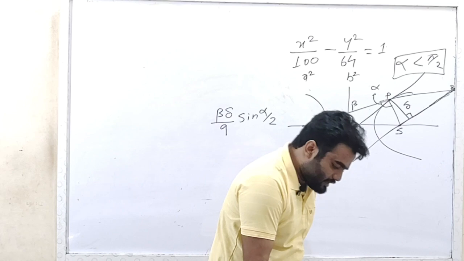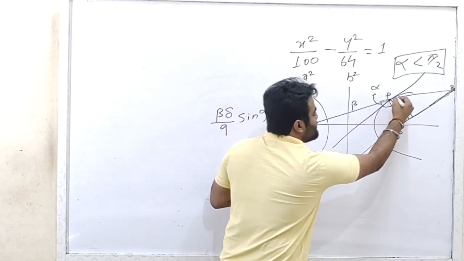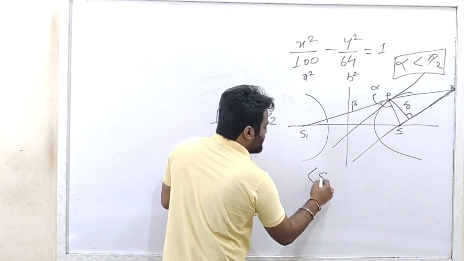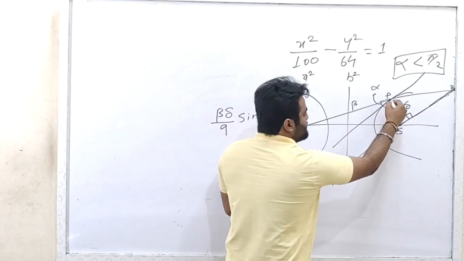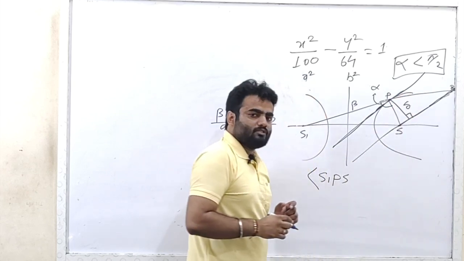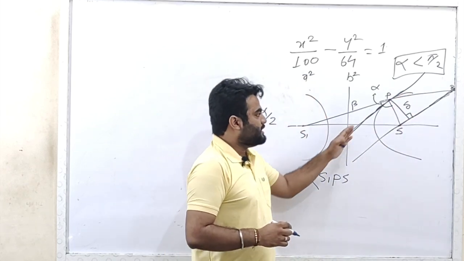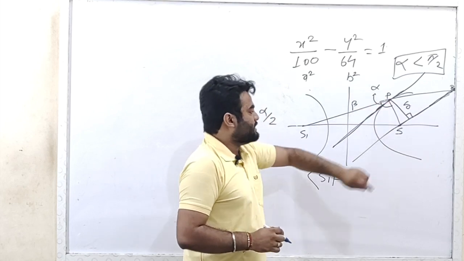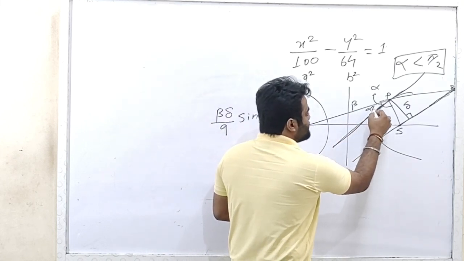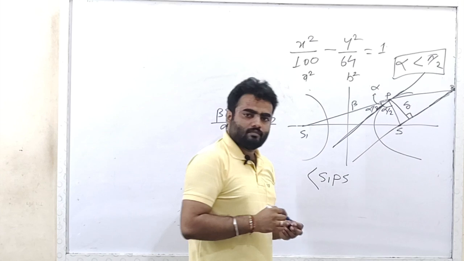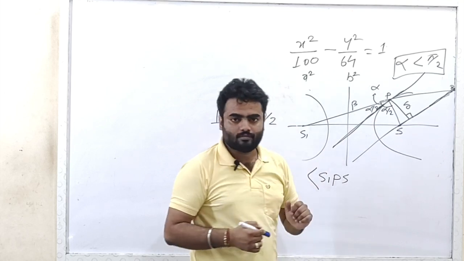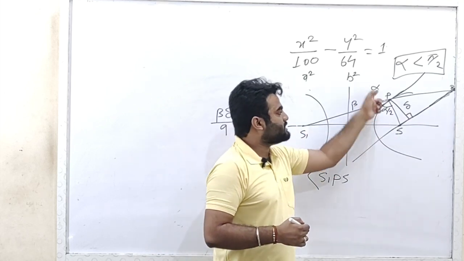So here you can see that this angle S1PS is being bisected by a tangential line, right? And in a hyperbola there is one property: if any tangent at point P makes an angle with the two foci, then that angle is bisected as alpha by 2 and alpha by 2. That acts as an angle bisector. So this becomes alpha by 2, and this is also alpha by 2, because S1PS was alpha.